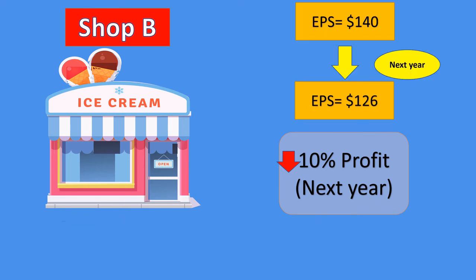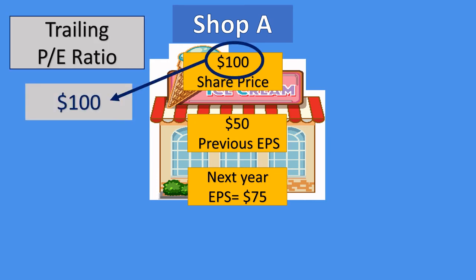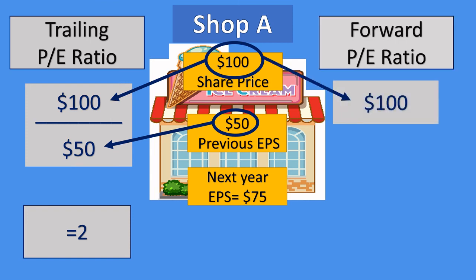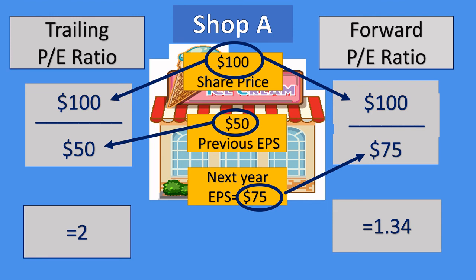So if Sam believed that Shop A would perform in the future as well as in the past, the trailing PE ratio would be the right way to value Shop A, which works out to be 2. However, as Sam is confident in his prediction, he believes that Shop A should be valued with the forward PE ratio, which works out to be 1.34, and that is at a much higher valuation.